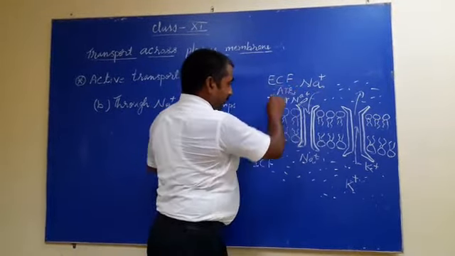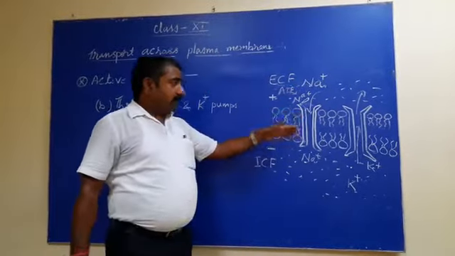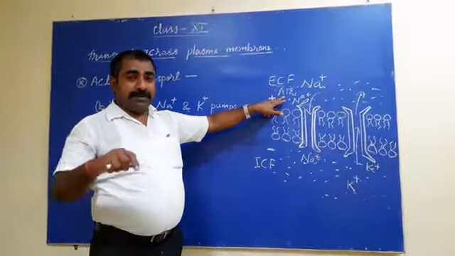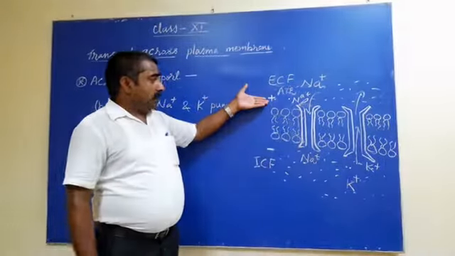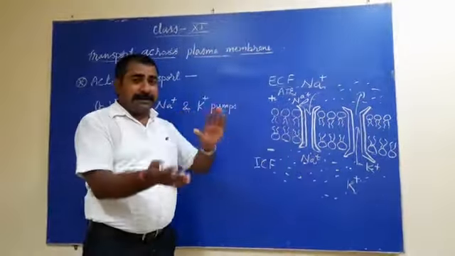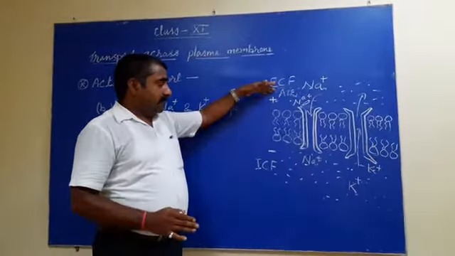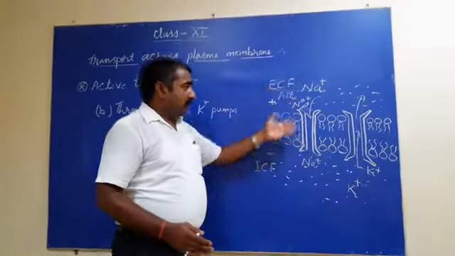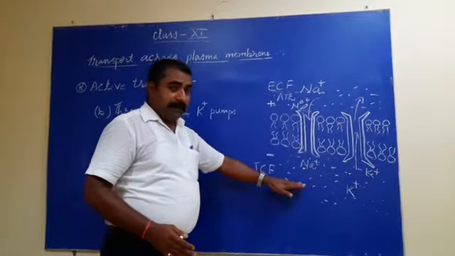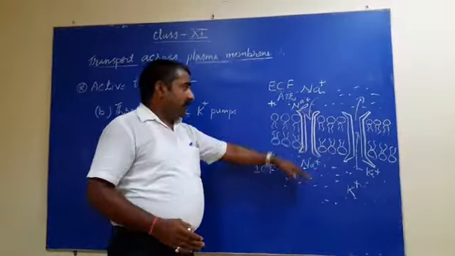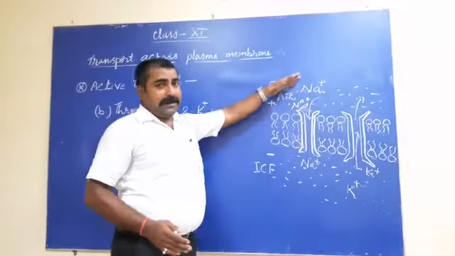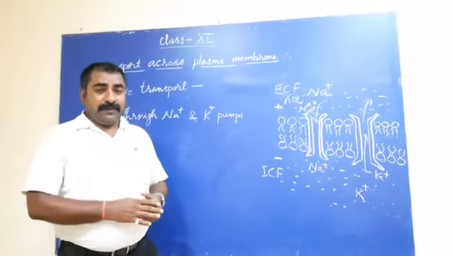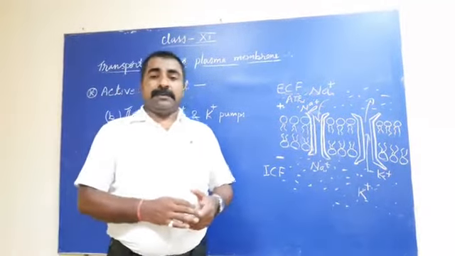These pumps utilize ATP energy, and on expenditure of ATP energy, to increase or decrease the charges between ECF and ICF, these pumps open, and materials from ECF enter ICF, and from ICF they enter ECF. So that's all about the explanation of transport across the plasma membrane. I will continue my next topic in my next lecture.